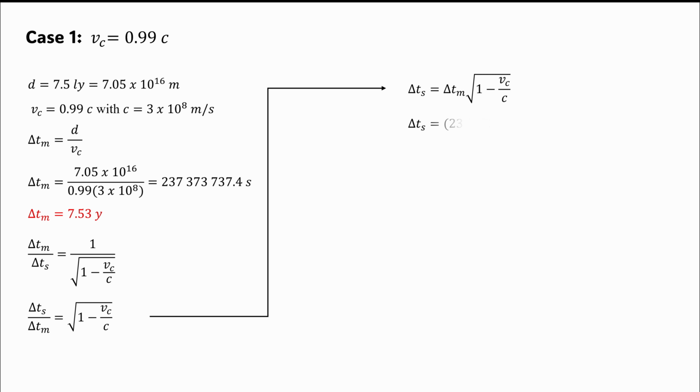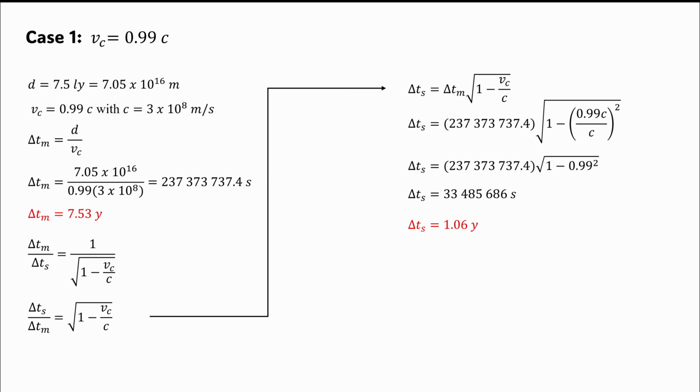Proper time experienced by someone aboard the Millennium Falcon can be determined using the time dilation formula of special relativity, and by simple algebra, we can isolate for proper time to be the coordinate time times the square root of 1 minus the speed over the speed of light, squared. Substituting our values, we get a time of 1.06 years.